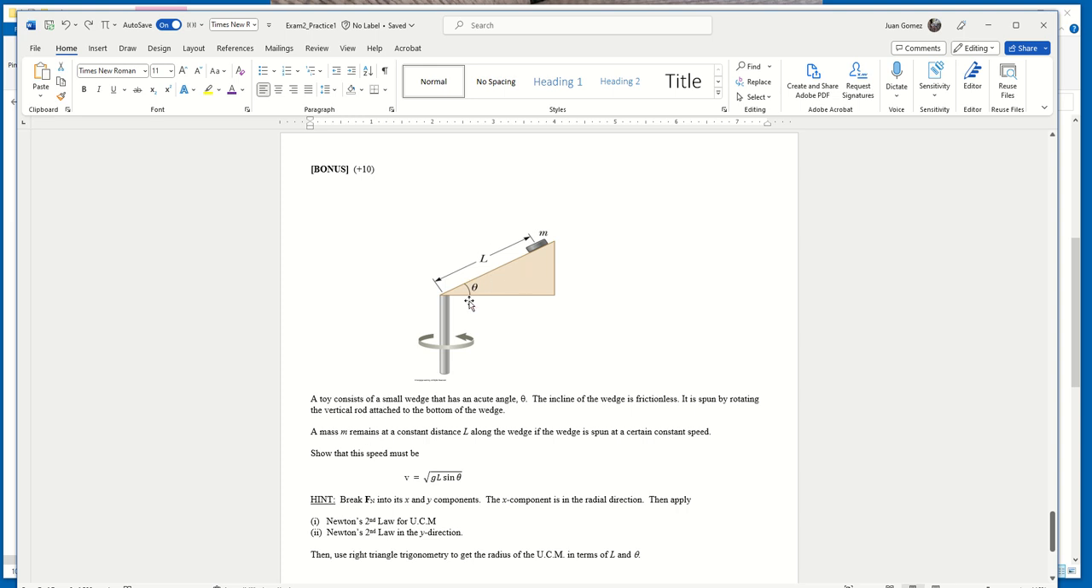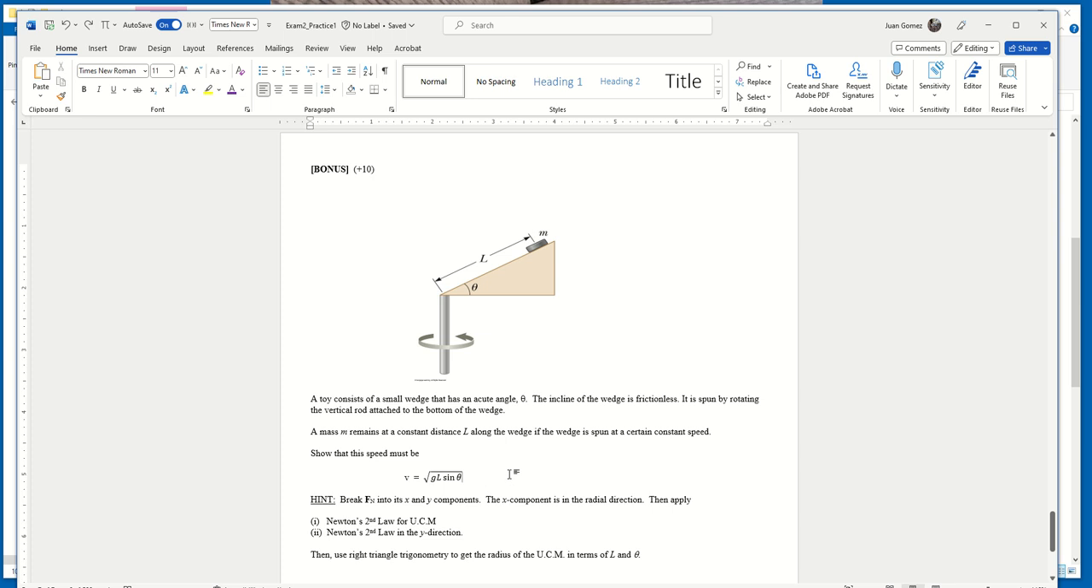It's a UCM problem. So you have this toy. It consists of a small wedge with an angle of theta. The wedge is frictionless, and you can spin it. You've got this vertical rod attached to the bottom of the wedge, such that you can spin it. If it's spun at a certain speed, the mass M will remain at a fixed distance L along the wedge. But what's happening is when you spin this wedge, the mass M undergoes UCM in a horizontal circle.